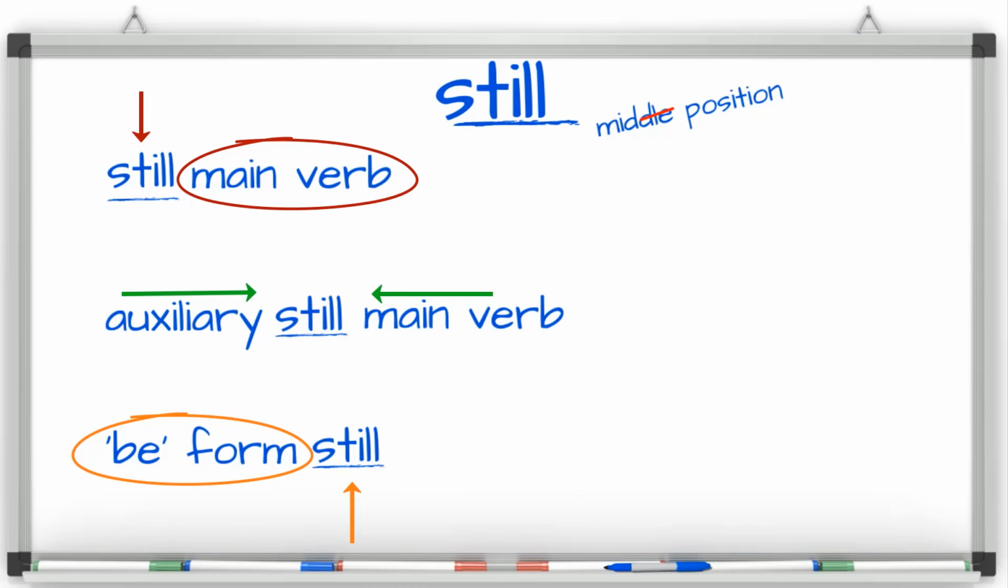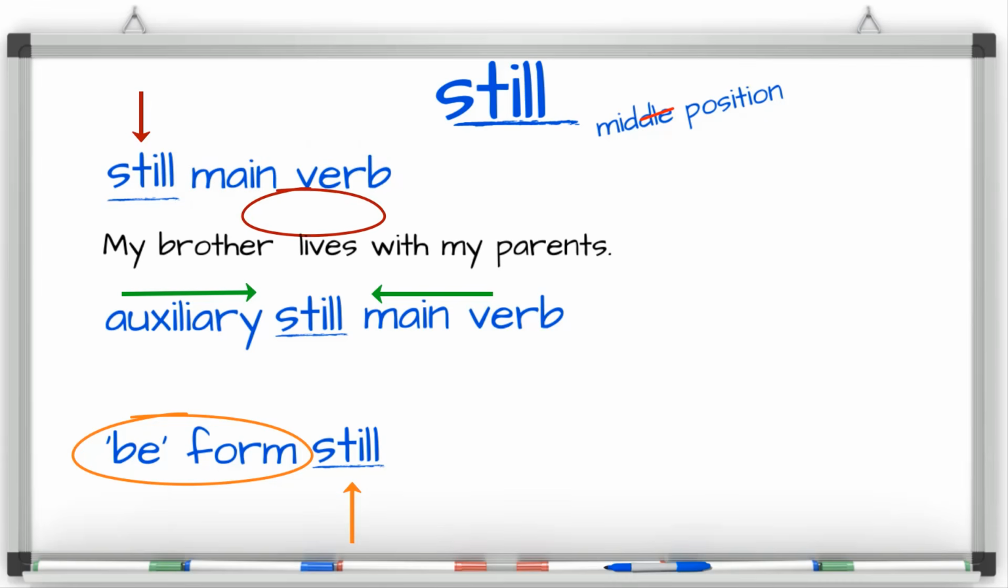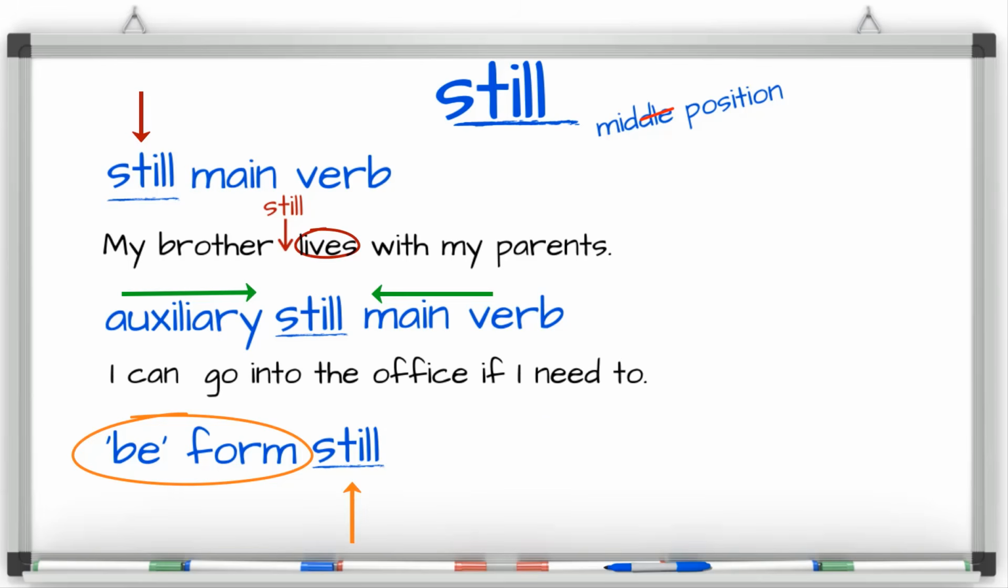Okay, let's look at this with examples from earlier. My brother lives with my parents. I have my main verb, my only verb, lives, and before that I add still. My brother still lives with my parents. I can go into the office if I need to. I have my main verb go, and my auxiliary verb can. Still is in the middle, like a sandwich. I can still go into the office if I need to.